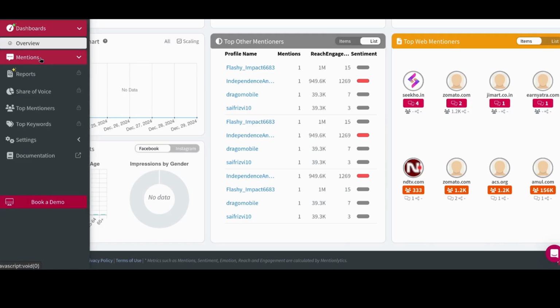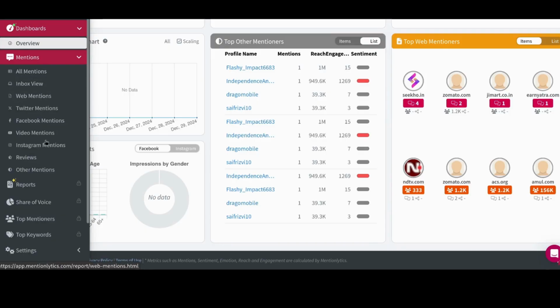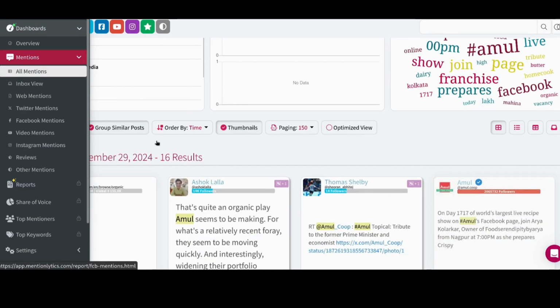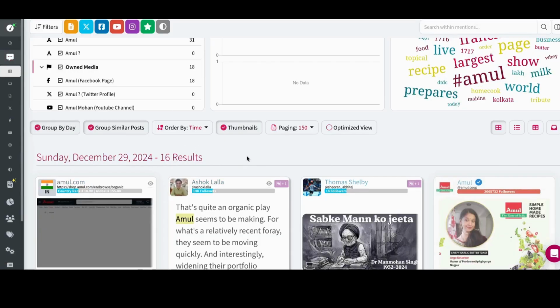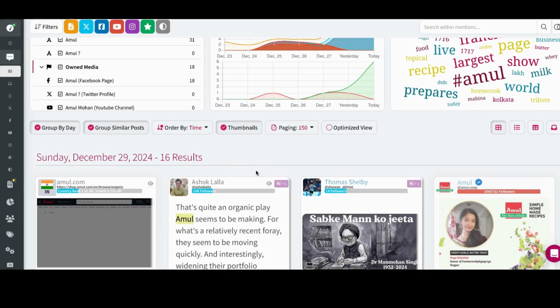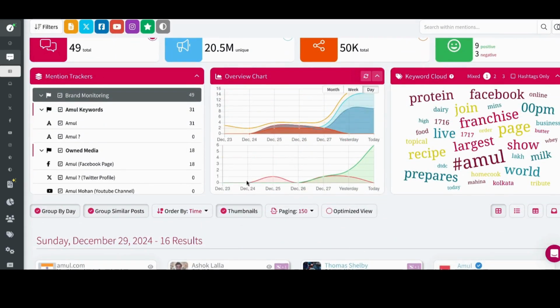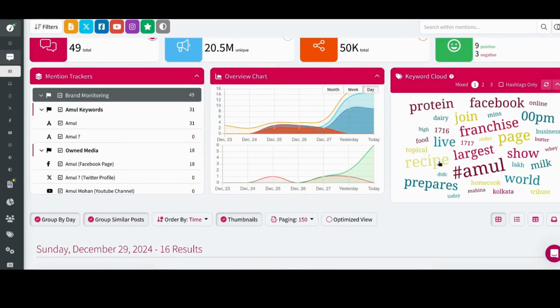Next we'll go to the mentions. Over here in mentions, as we can see, there are many tools. We'll go to all mentions. In this tool you will find a comprehensive list of all the mentions of Amul across the web, whether it's social media platforms, forums, or blogs. So as you can see, it shows the total mentions, social reach, social engagement, and it will give you the keyword cloud of how many words are related to our keyword.